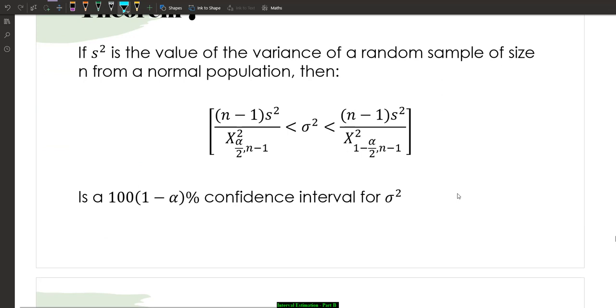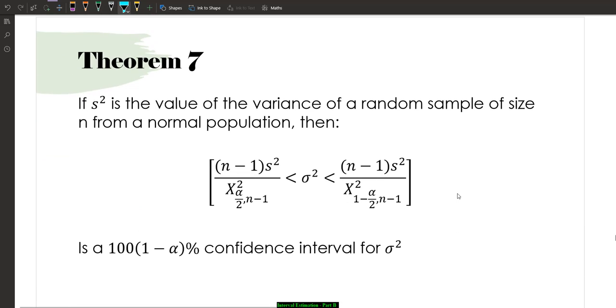So now look at theorem number 7. If s squared is the value of the sample variance of a random sample of size n from a normal population, then we can estimate the population variance by using the formula from the chi-squared distribution. The lower confidence limit is (n minus 1) s squared divided by chi-squared alpha divided by 2, n minus 1, and (n minus 1) s squared for the upper confidence limit is divided by chi-squared 1 minus alpha divided by 2, n minus 1.